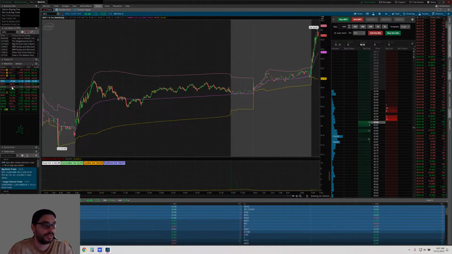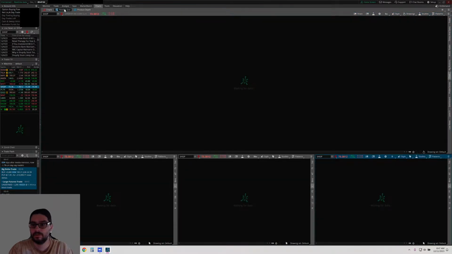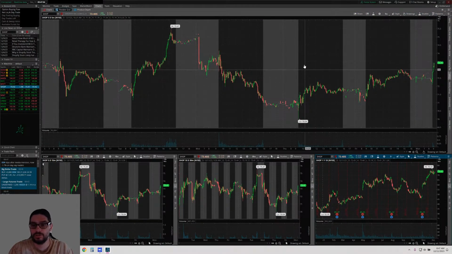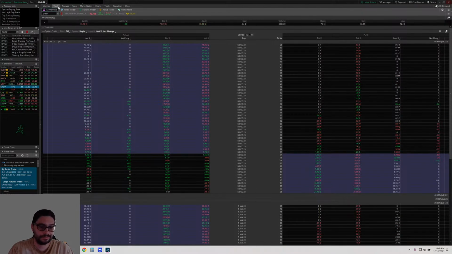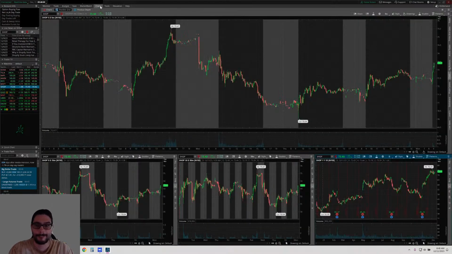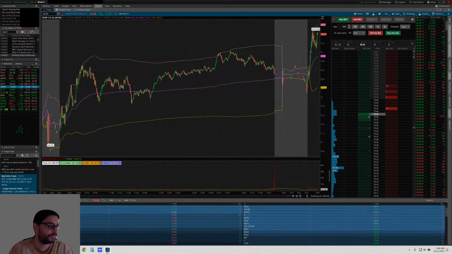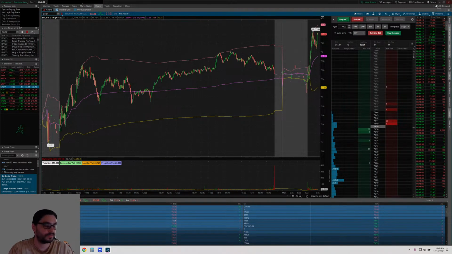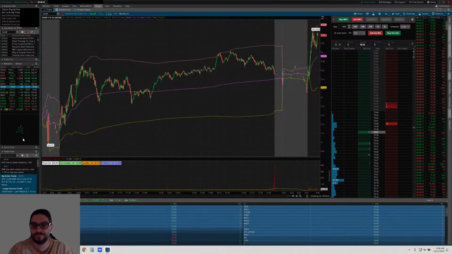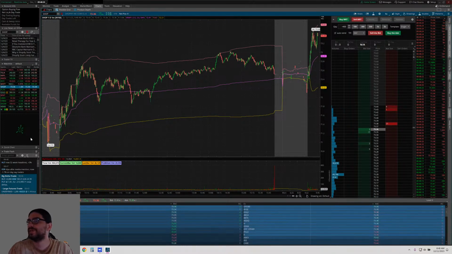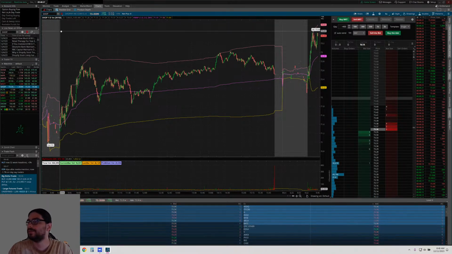Shop is looking kind of interesting. Let's take a look at that. Acting kind of bullish. This is an area where it could find some support. But again, I don't know how I feel about it completely.